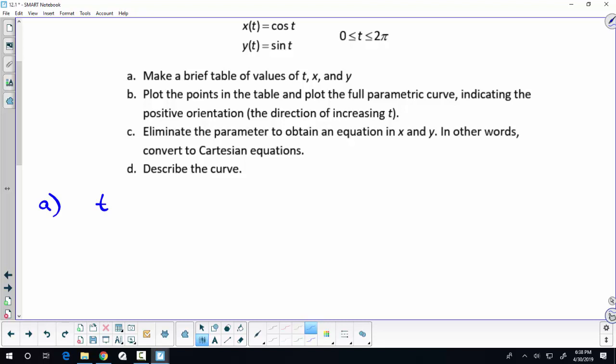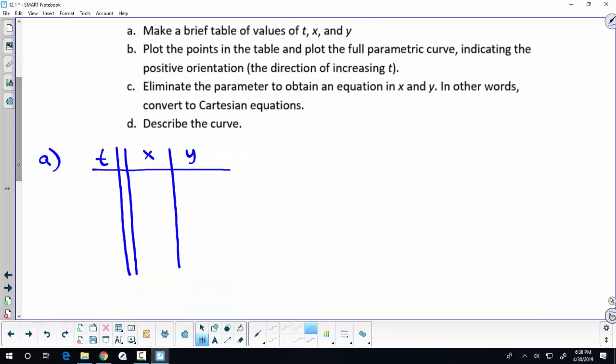So for part A, our input is really t. We'll have t as the input, and as a result of t, we'll get x and y. Since we're dealing with sine and cosine, let's pick a few points where we know the values of sine and cosine, and then we can fill in the rest of the points implicitly. So let's do 0, pi over 2.